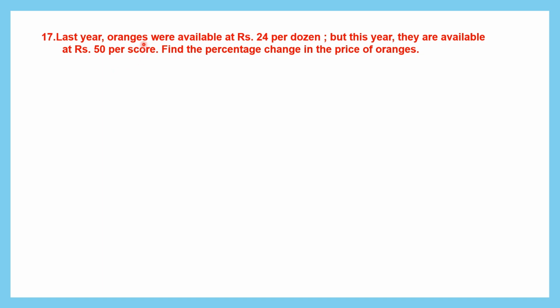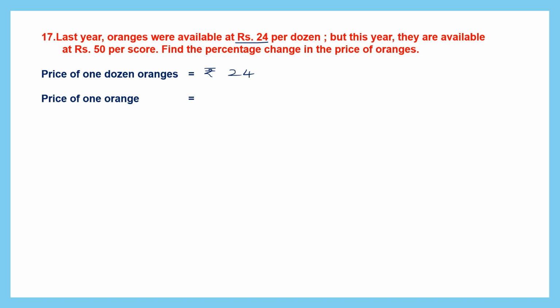Okay, so once we find the price of one orange, then we can see whether it has increased or decreased and then find the percentage change. So let's begin by saying the price of 1 dozen oranges was rupees 24. It's given to us as rupees 24. This is 1 dozen. 1 dozen means 12 oranges.